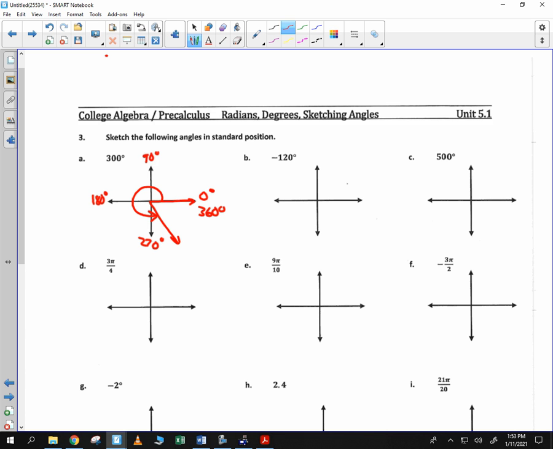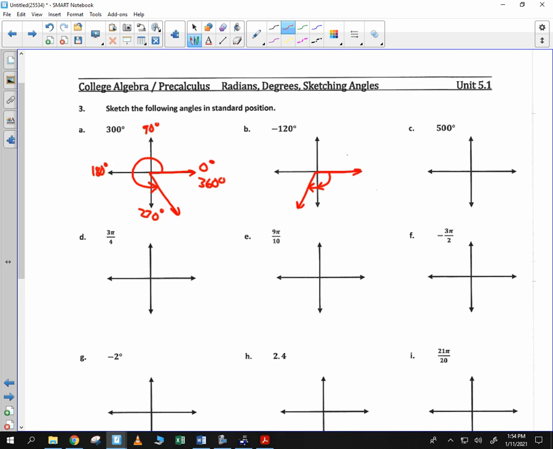Whereas you notice for negative 120, there you're going in the opposite direction. So this would be negative 90. I need to go 30 more to get to negative 120. So make sure you draw your little arc there. And the next one, you can see that it's 500. That means that you go more than once around. Well, if you go more than once around, you can see that you get to 360, and then you have to go 140 more, which would place you about right there. So that's how you show your angle measurements.